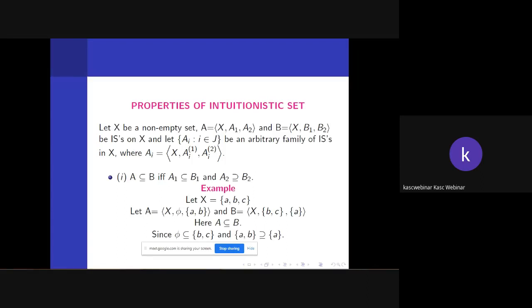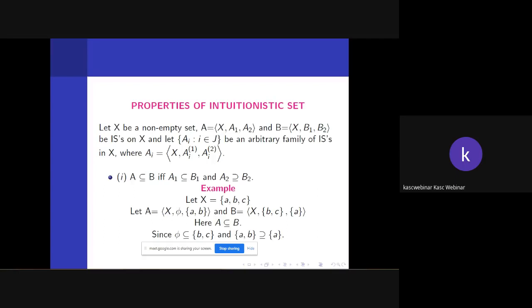So X is A, B, C. It has 3 elements. I'm considering 2 intuitionistic subsets. So A is X, phi, AB, it is an intuitionistic subset. B is X, B, C, A, it is also an intuitionistic set, since the intersection of member and non-member is empty. So you have to check whether it is a subset.